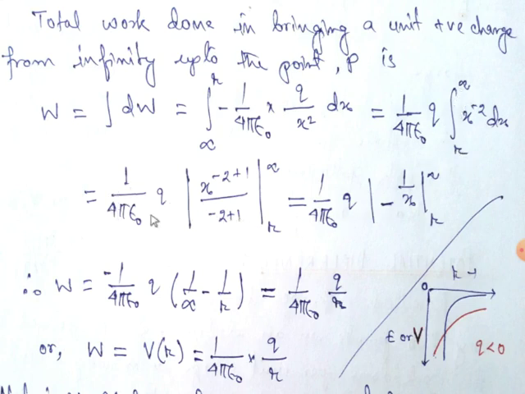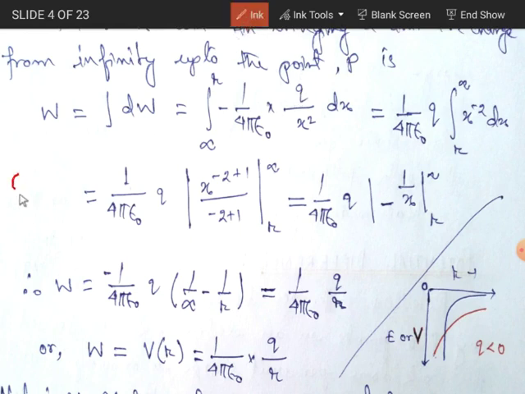If you do that, what integration will you get? You must be remembering the integration of x to the power n dx is equal to what? x to the power n plus 1 divided by n plus 1. So if you apply that formula here to x to the power minus 2, the value of n in our case will be minus 2. So minus 2 plus 1 divided by minus 2 plus 1, right? Then you will get it in this way.